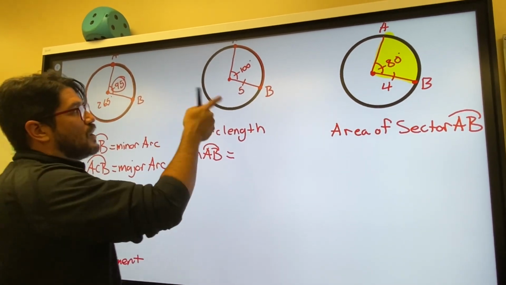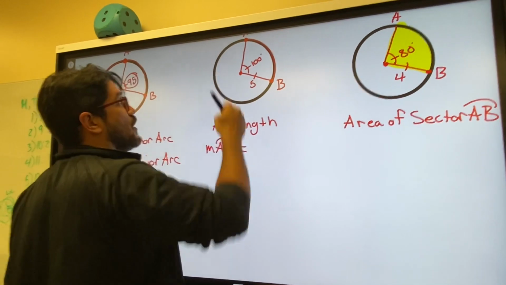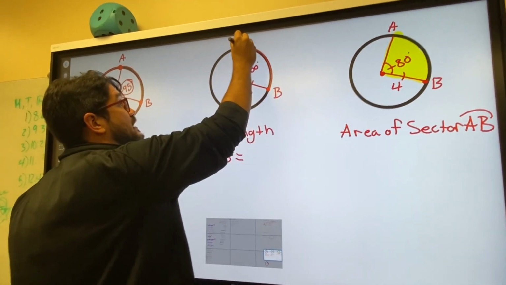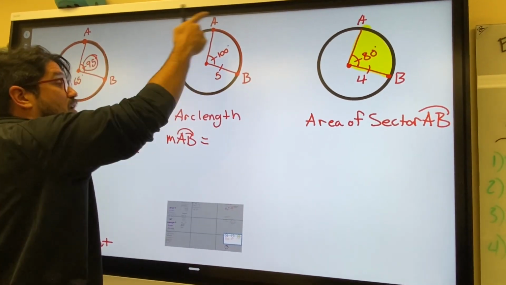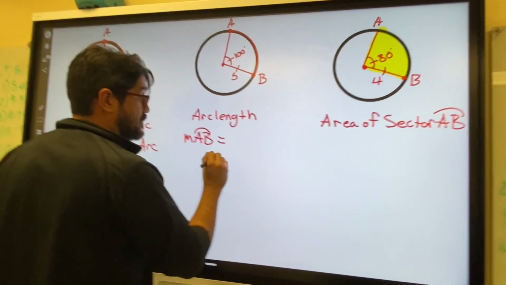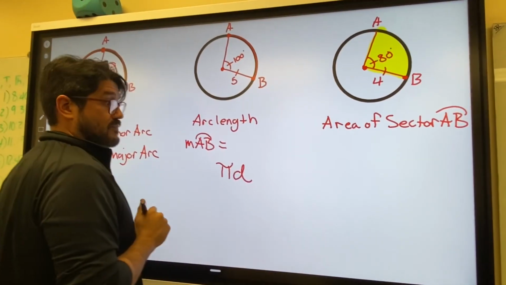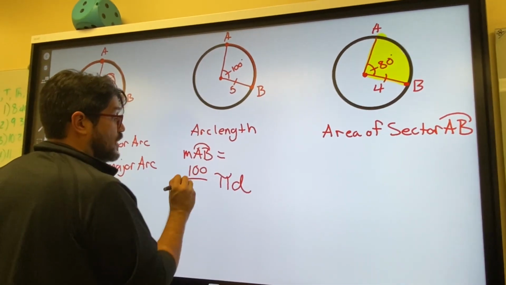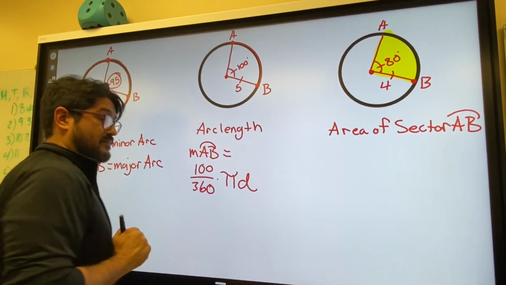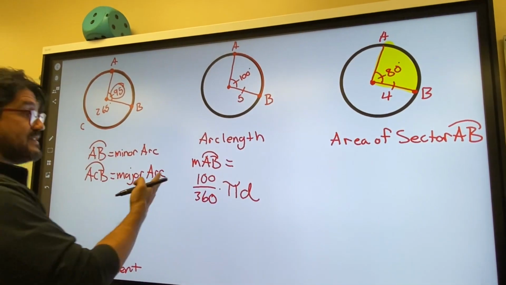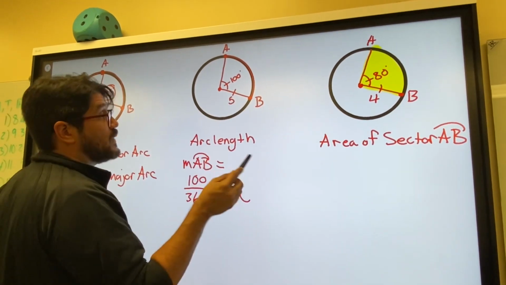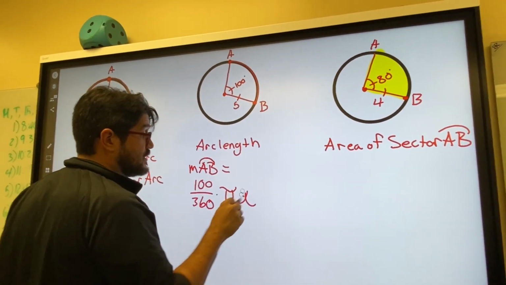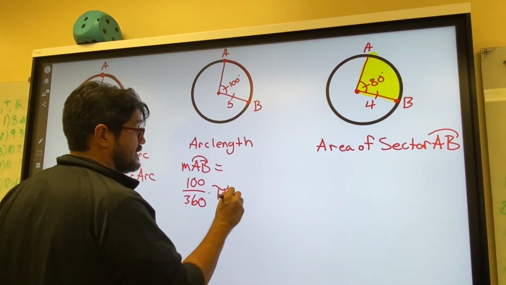Now we're going to do the arc length here. So the arc length, the length from here to here. Now this is the circumference. The circumference formula is pi times diameter. Now we don't have the whole circle. We only have 100 of the 360. Okay? So this is the formula. Diameter is double the radius, so the radius is 5. So the diameter in this section is going to be 10.